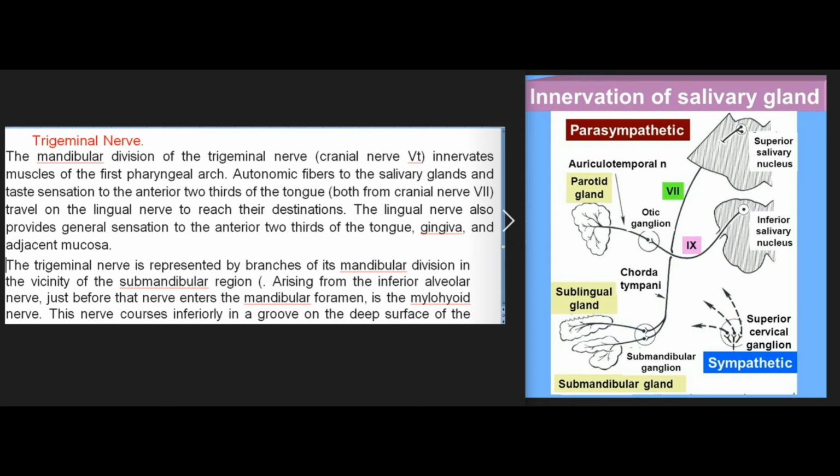Trigeminal nerve. The mandibular division of the trigeminal nerve, cranial nerve V, innervates muscles of the first pharyngeal arch. Autonomic fibers to the salivary glands and taste sensation to the anterior two-thirds of the tongue, both from cranial nerve 7, travel on the lingual nerve to reach their destinations. The lingual nerve also provides general sensation to the anterior two-thirds of the tongue, gingiva, and adjacent mucosa.